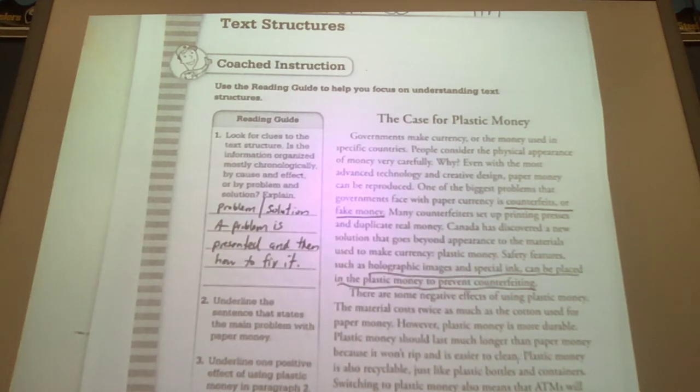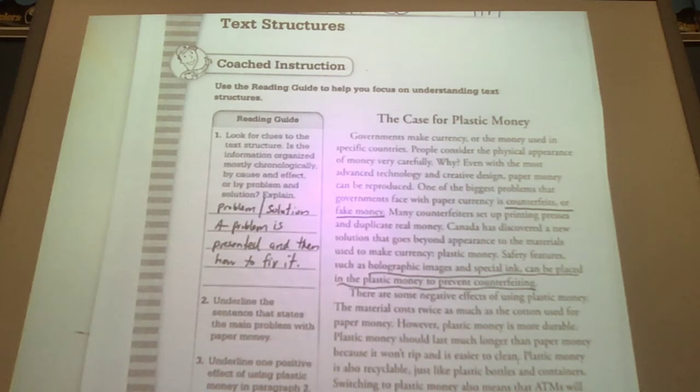It says, look for clues to the text structure. Is the information organized mostly chronologically? That means like first, second, third, by cause and effect, problem, or why something is caused, the aftermath is the effect. And then problem and solution, of course, is when we have a problem and we come up with a way to solve that problem. Now, I'm going to explain what I wrote after I read.